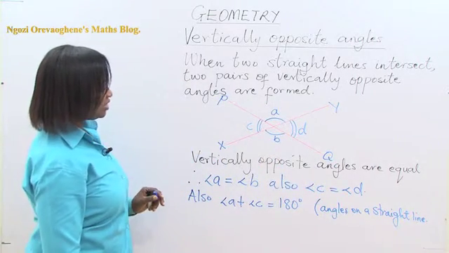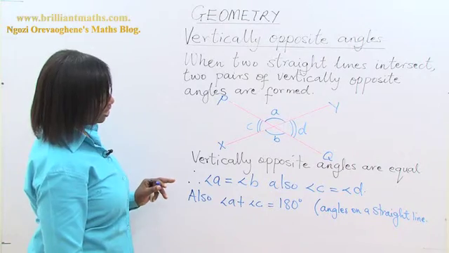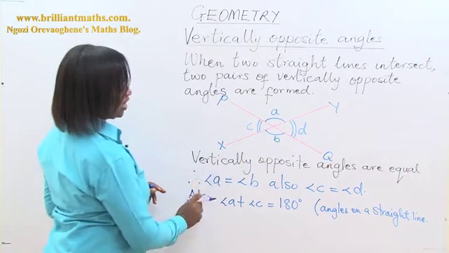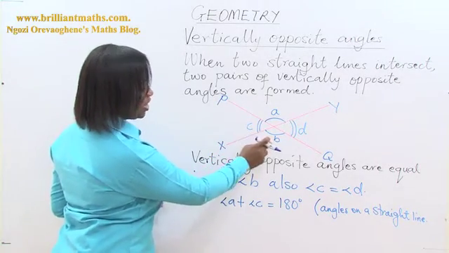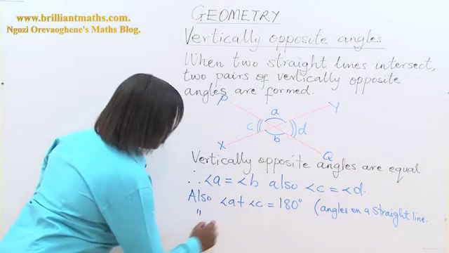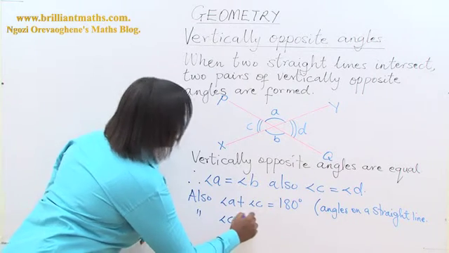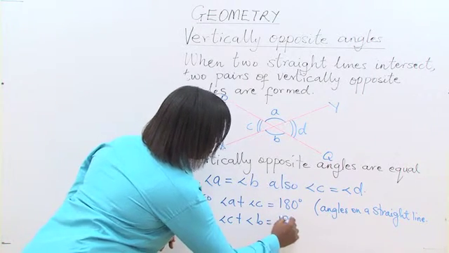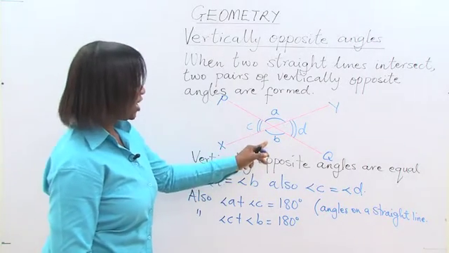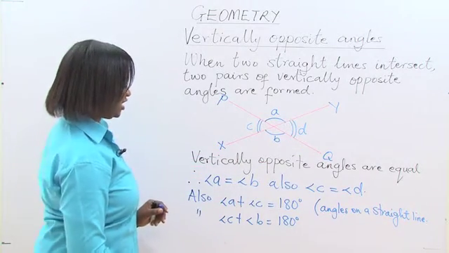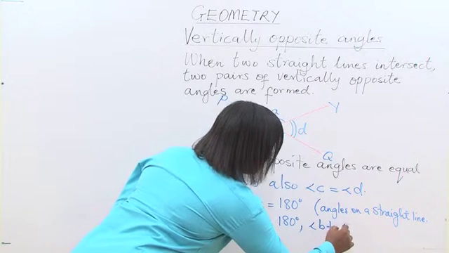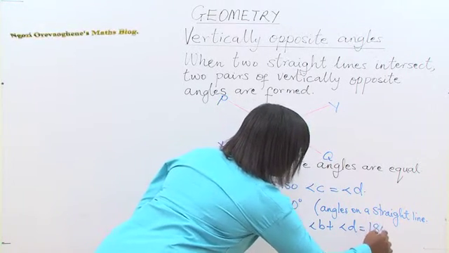We can also see that there's another straight line, PQ. PQ is a straight line. That also means that C plus B is 180 degrees. Also, angle C plus angle B is equal to 180 degrees. We can also infer that angle B plus angle D is 180. Angle B plus angle D is equal to 180 degrees.